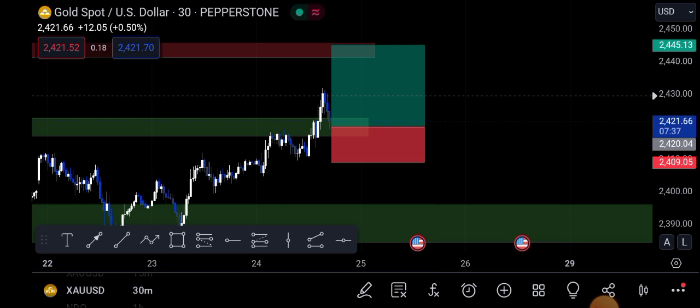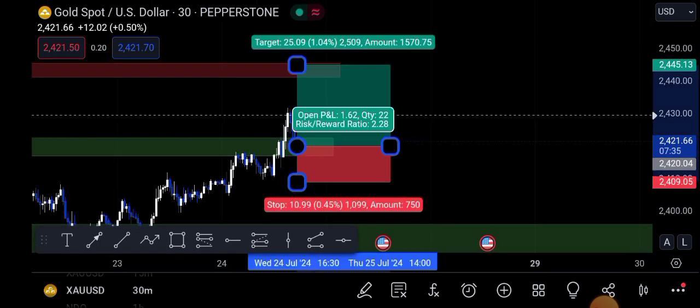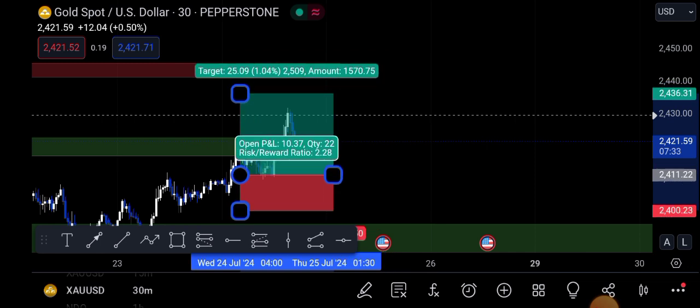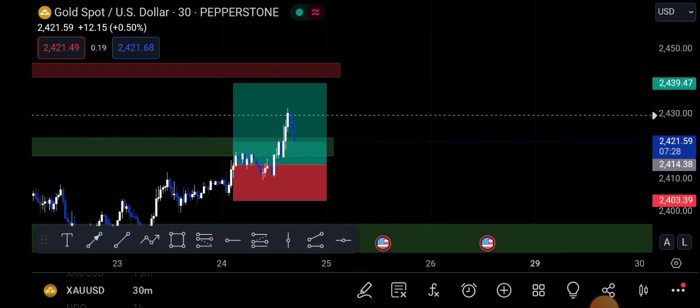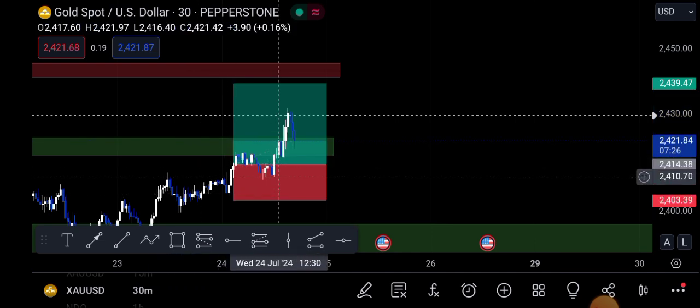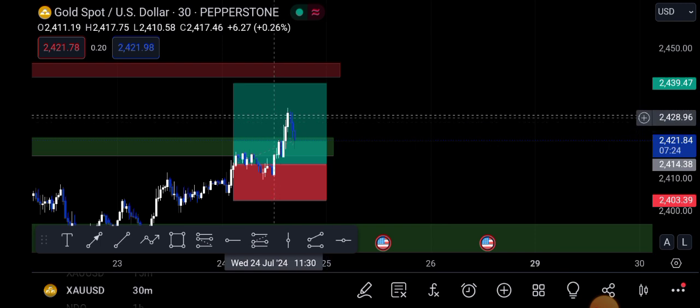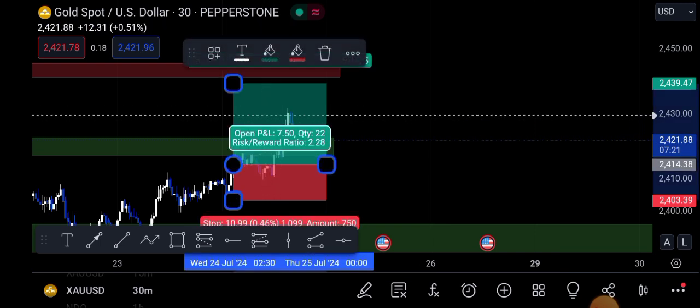Maybe let's just say you enter the position over here. Let's make use of this. You entered a position over here, for example. Then you can see this trade went all the way up here, giving you almost 1.5 of your risk reward.